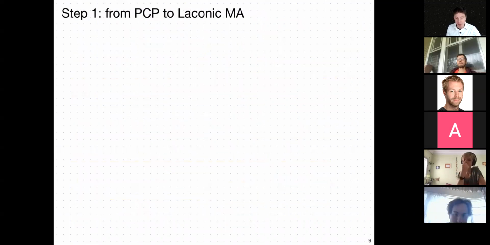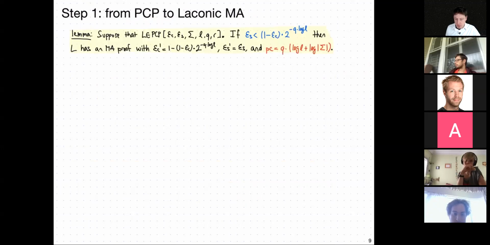Let's first go from a PCP to the laconic MA protocol. What we prove is that if you give me a PCP that satisfies this too good soundness error condition, then there is an MA protocol where the soundness error did not change. The completeness took an enormous hit. It went from epsilon C to something much, much bigger, like 1 minus 2 to the minus Q over log L. I'm sorry, yeah.